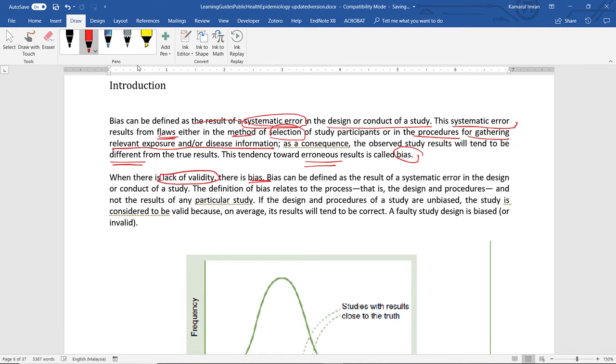Bias, again, is the result of systematic error in the design or conduct of the study, plus selection of participants. If the design and procedures are unbiased, the study is valid, which means it is correct. If it is biased, it is not valid, it is not correct.